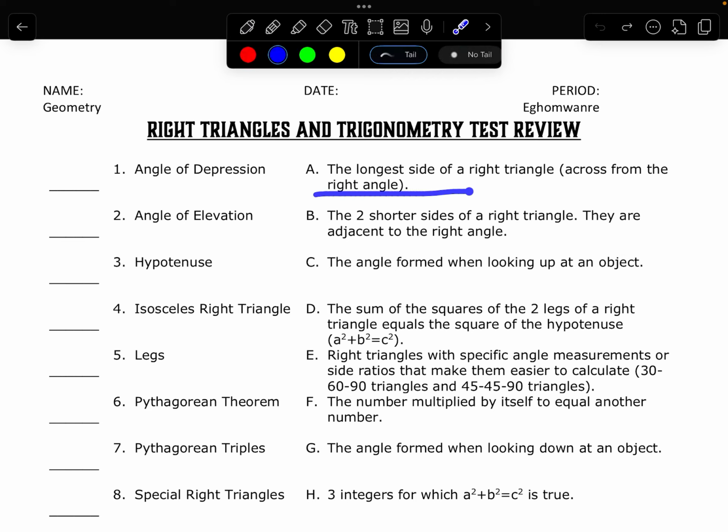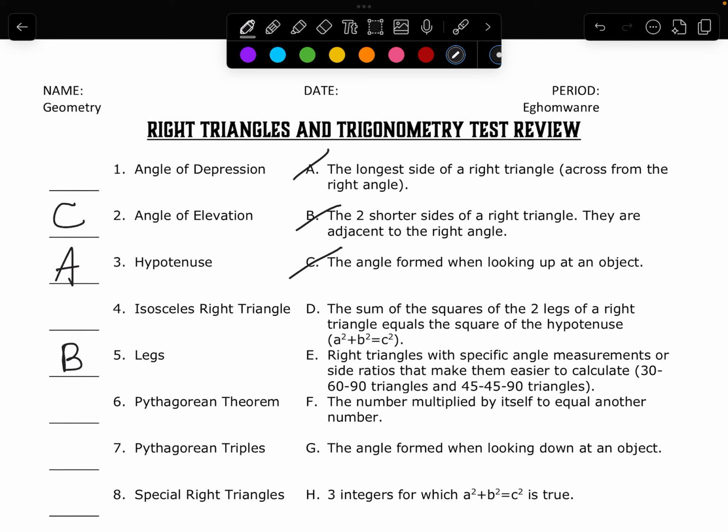The longest side of a right triangle is called the hypotenuse, so that would be A. The two shorter sides of a right triangle are called the legs, so that would be B. The angle formed when looking up at an object is the angle of elevation, so that would be C. For number 2, the sum of the squares of two legs of a right triangle equals the square of the hypotenuse, or A squared plus B squared equals C squared. That is the Pythagorean theorem.